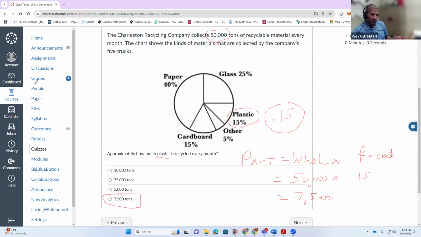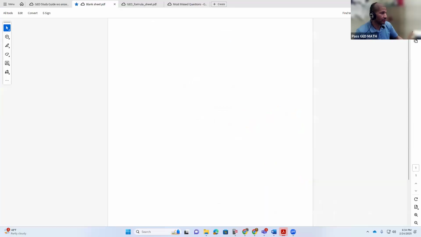So let me give you all the percent problems you need to know first of all. Let me go to my blank page and type something in. The first one is percent equals part divided by whole. Part equals whole times percent. Whole equals part divided by percent.